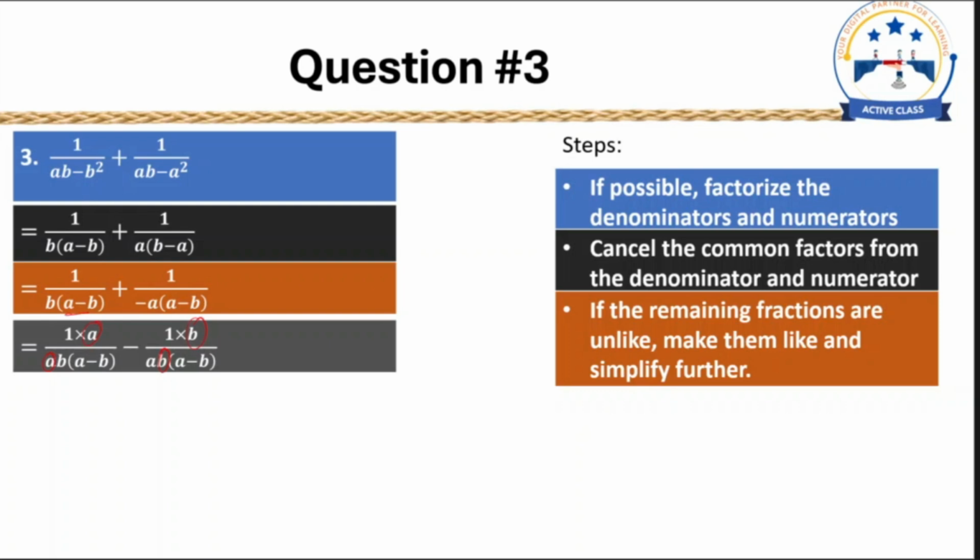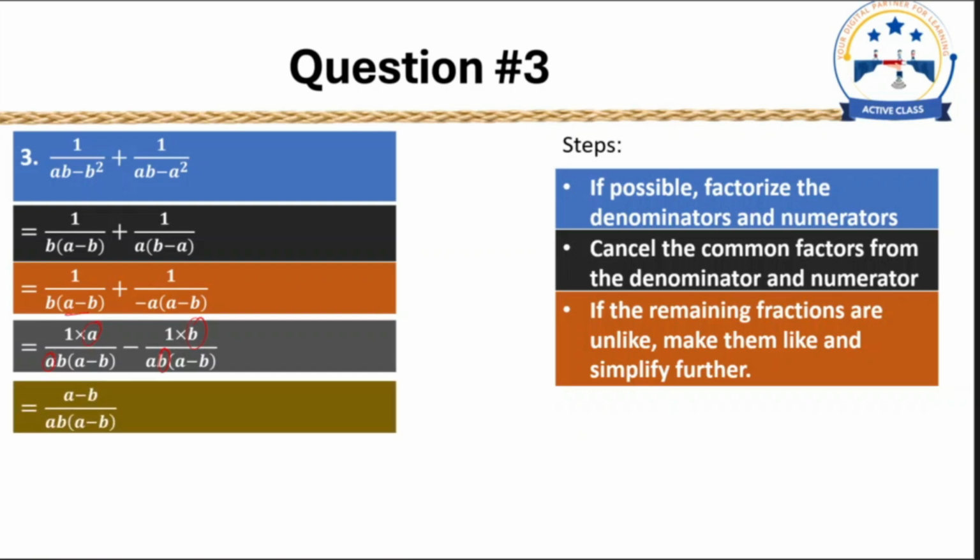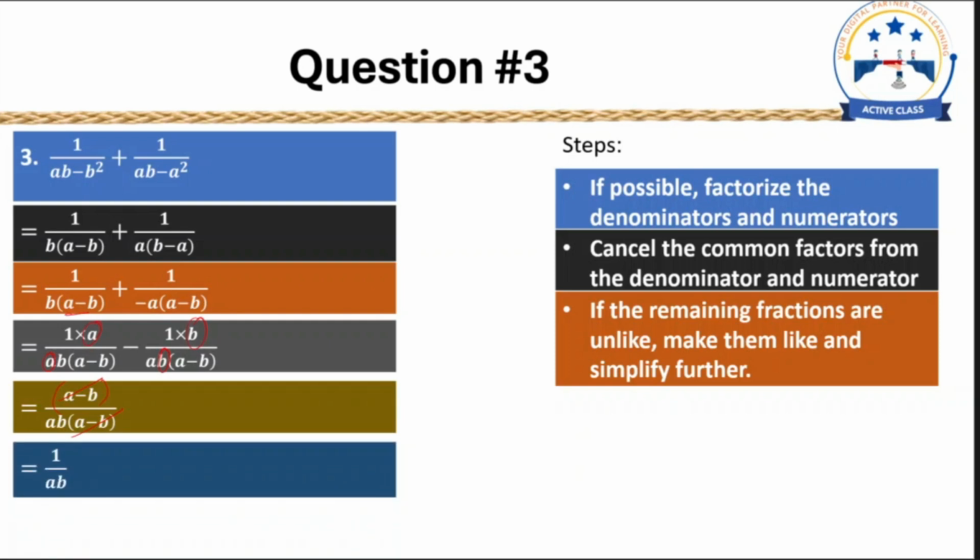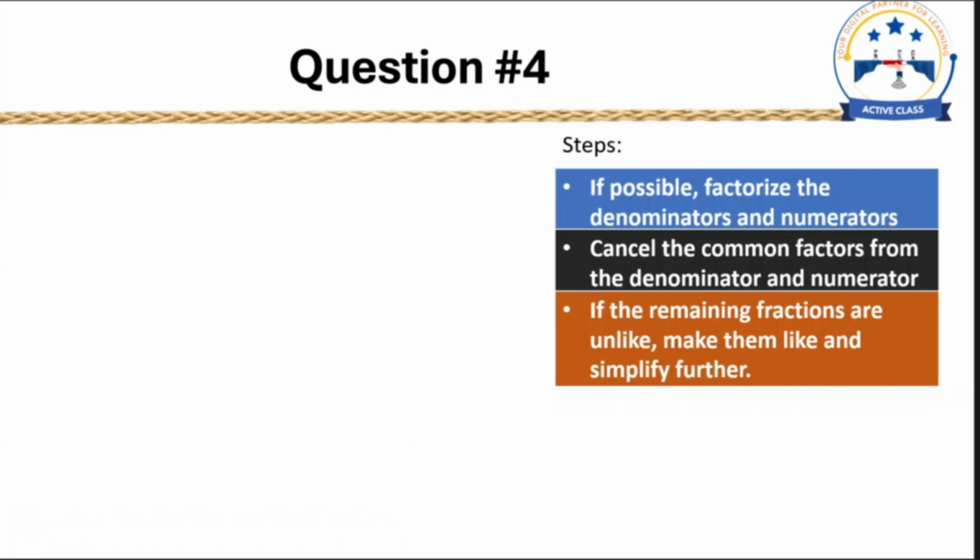Now the fractions are like, so I can simply simplify the numerators. Means in the numerator 1 times a is a and 1 times b is b. Now I have got same factor in the numerator and denominator. I can cancel them. So finally I'm left with 1 over ab, which is our answer. Let's do the fourth question.